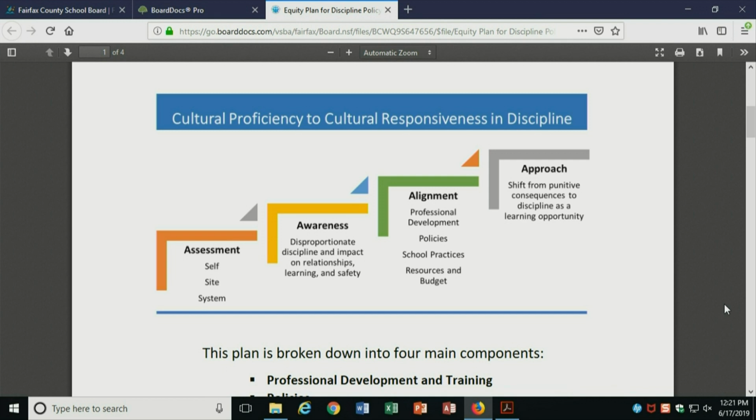So the next stage for us in this work is really how do we begin to align all of our policies and practices to support the approach of moving from punitive consequences to discipline as a learning opportunity. So if you'll see under the alignment bucket there, under the green bucket, there are 4 main things that I'm going to outline: professional development, policies, school practices, resources, and budget. And there are a few key recommendations for us to move forward.